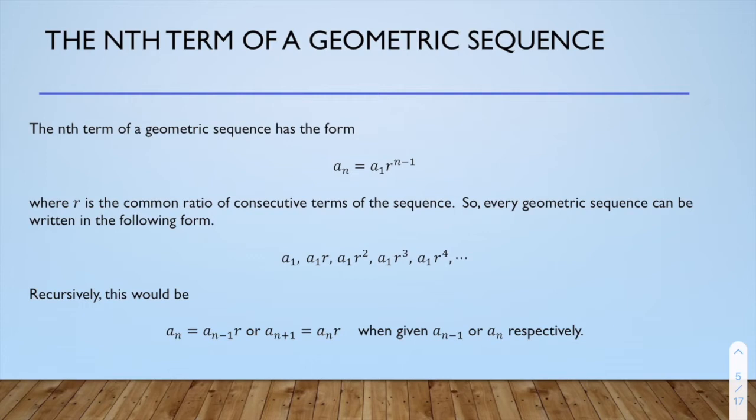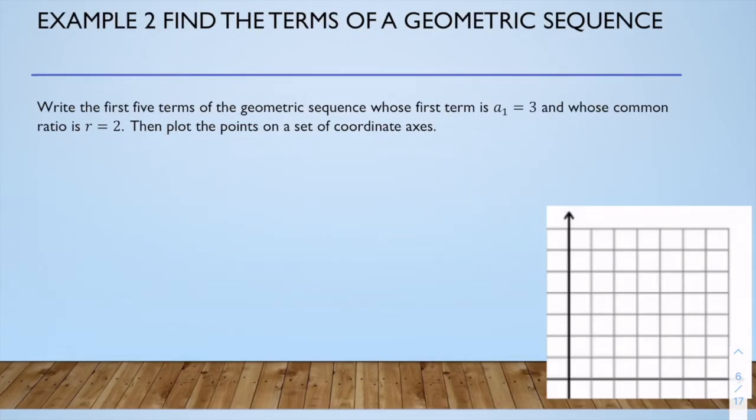And so a_n times r becomes a_(n+1). So, find the terms of a geometric sequence. This is example 2 in the book. Write the first 5 terms of the geometric sequence whose first term is 3, so a1 is 3, and whose common ratio is 2.